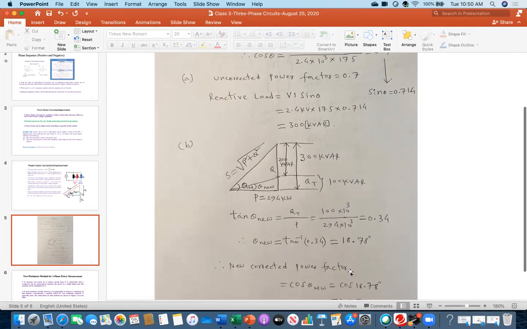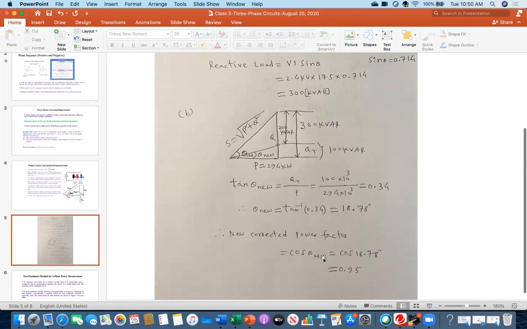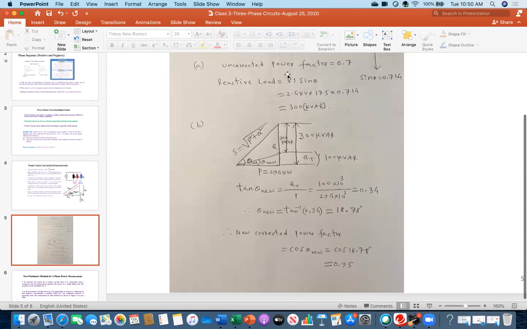So what is the new corrected power factor? Cosine theta new, cosine of that value. Now I got 0.95. So see the difference? Initially it was an uncorrected power factor of 0.7, and now I got an improved or corrected value, which is 0.95. Everybody, could you follow this one? Yes. Great. So now, if you see homework problem number 6, you will be fully fine.